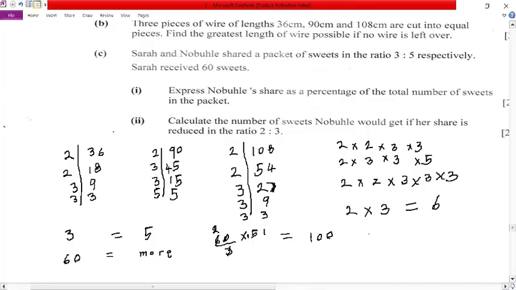The total is 160. So to find it as a percentage, we need to say 100 over 160 times 100. So we just cancel the zeros. Here, 2 into this, that's 5. 2 into this, that's 8. Then we punch in the calculator, we simplify.